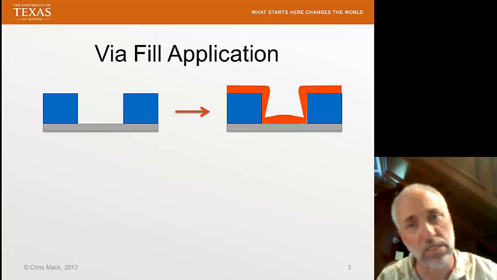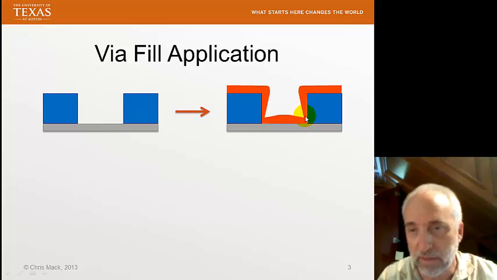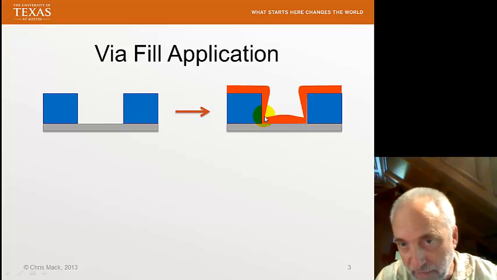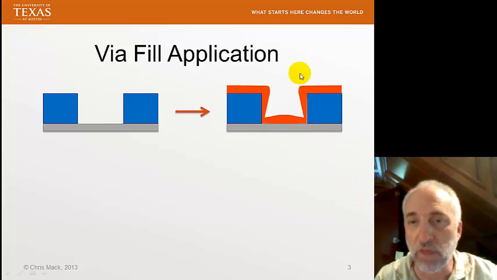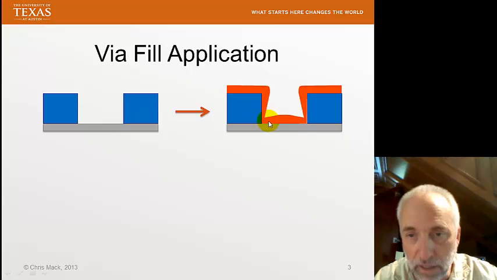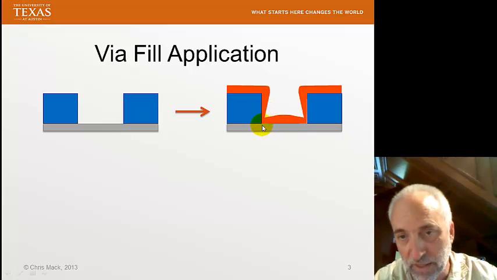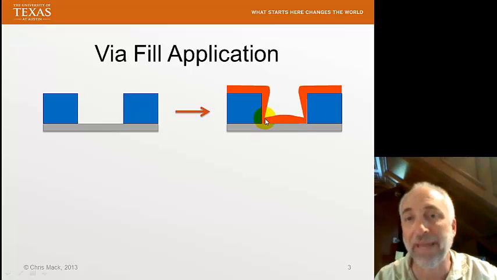I get some reasonable, not perfect step coverage, but because of shadowing, right here in the corners, I have the least thickness of material. Even though I get target atoms coming at a wide range of angles, still, because of this 90 degrees here, there's a limit to the range of angles that can make it into the corner.